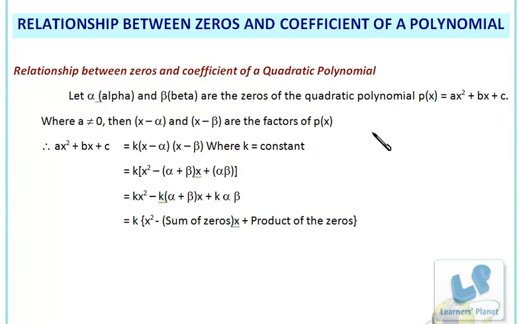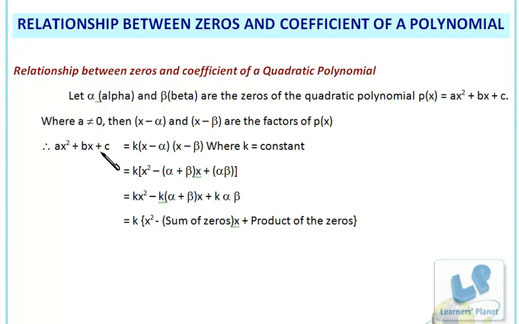So we just assume that alpha and beta are the zeros of this quadratic polynomial, right? That means if alpha and beta are zeros of this polynomial, if I put x equal to alpha or beta, the value of this polynomial will be 0, right? Or we can represent this polynomial, that is ax square plus bx plus c, as k times (x minus alpha)(x minus beta), right? Because x minus alpha and x minus beta, both of them are factors of this, right?